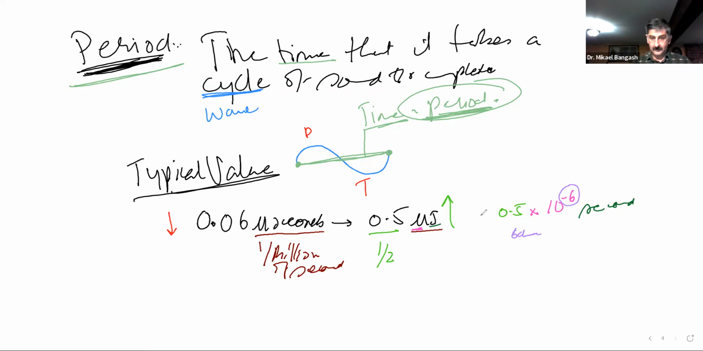So that's why this 0.5 microsecond could be written like this, but it could also be written as 0 point, then with 6 zeros, and then 5 seconds. Did you guys get that?